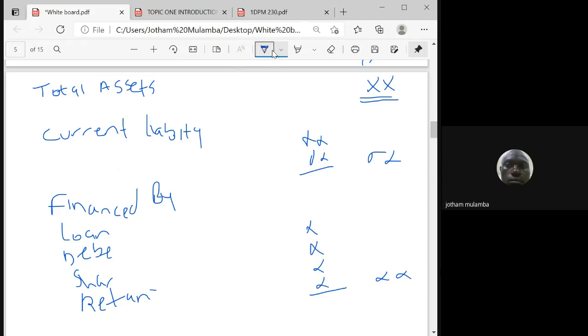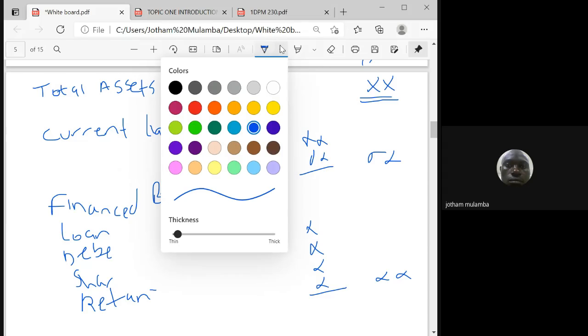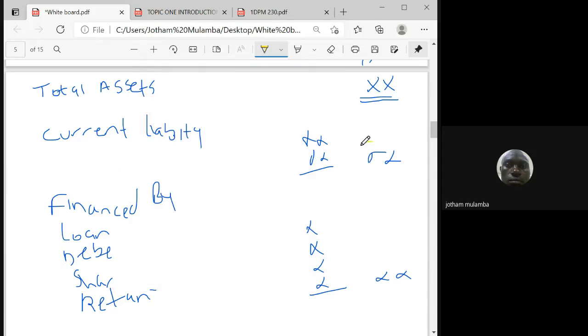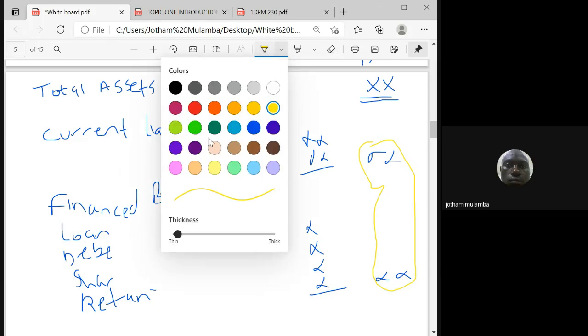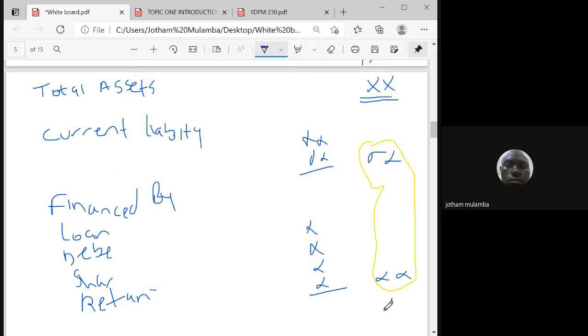So let me pick a different color so that I'm able to illustrate. We'll add these two figures. These two figures, we'll add them together. When we add them together, we'll get the total. So we'll record it here.